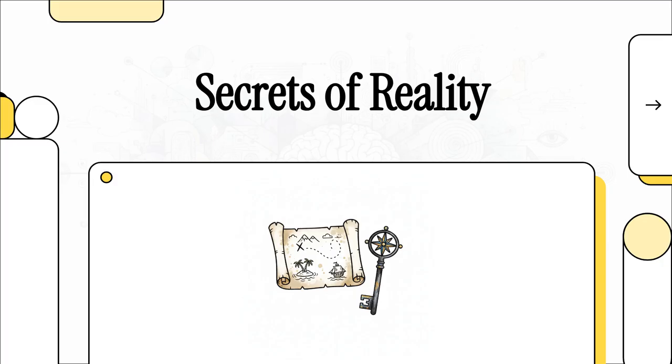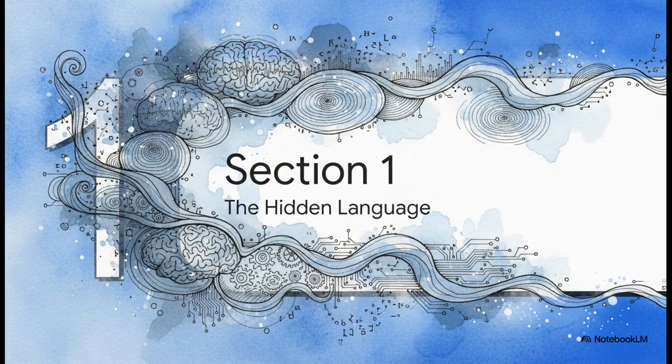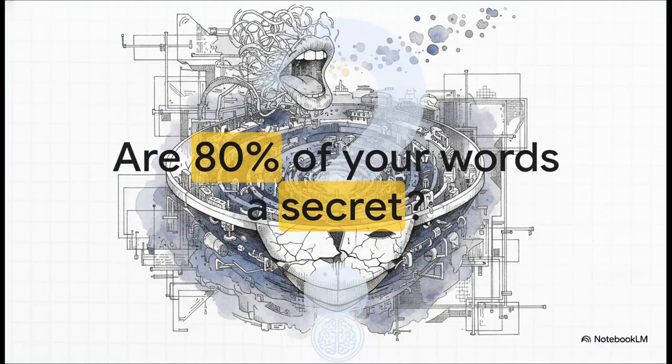Let's jump right in. Section 1. Decoding the hidden language. Let's just peel back that very first layer and look closely at the invisible architecture of the words we're speaking right now. The source text Meaning Unconfounded presents a staggering proposition. What if 80% of what you say is a secret you don't even know? Just let that sink in for a second.